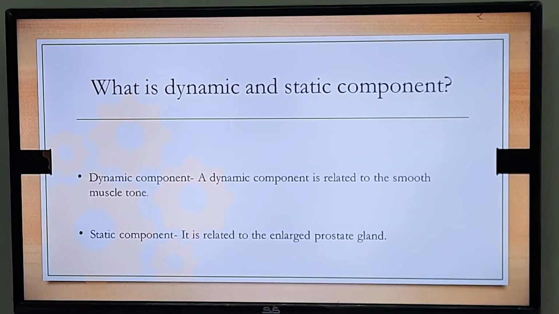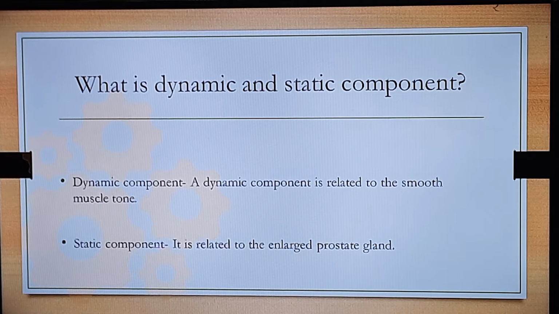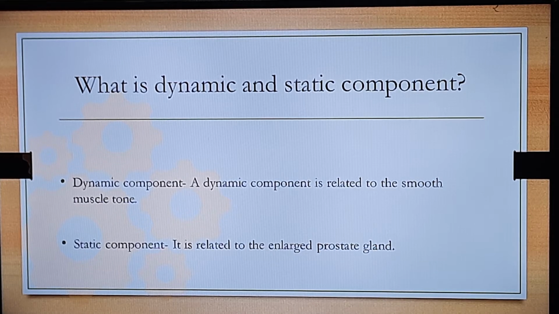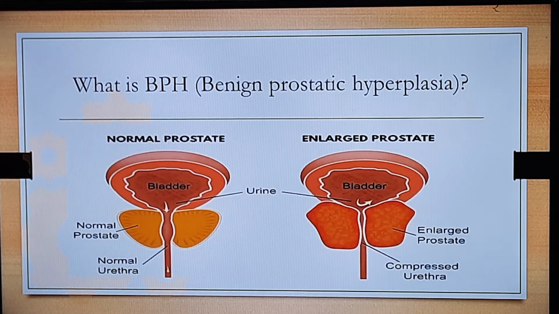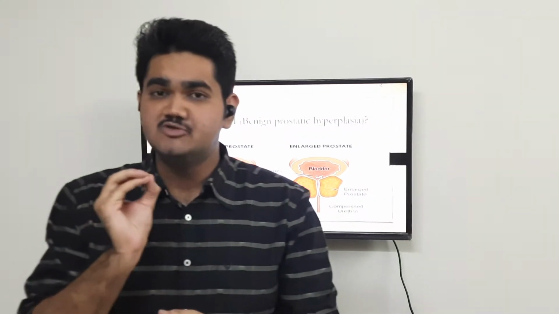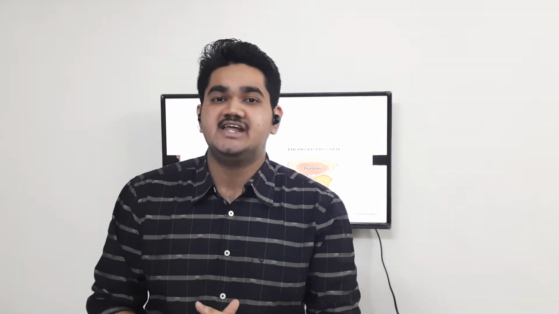Now moving on to our next important component, that is what we understand by the terms dynamic component and static component. Let's focus on our dynamic component. The dynamic component is related to the smooth muscle tone. Now look here. We have alpha 1 adrenergic receptors present on our prostatic urethra, and these alpha 1 adrenergic receptors are getting stimulated. Now if we have to treat the patient, what can we give? We can give those patients an alpha 1 adrenergic receptor blocker. Because of that, what will happen? The resistance to urine outflow will reduce a bit, and the problem of urinary retention in the patient can be solved to some extent.